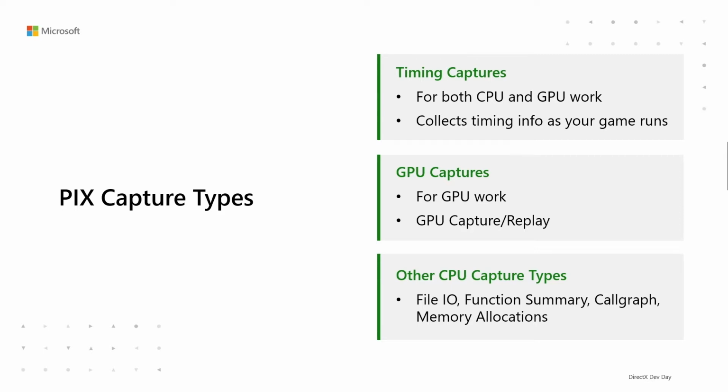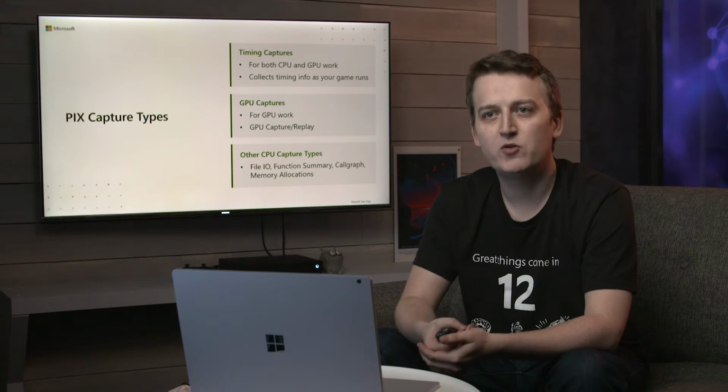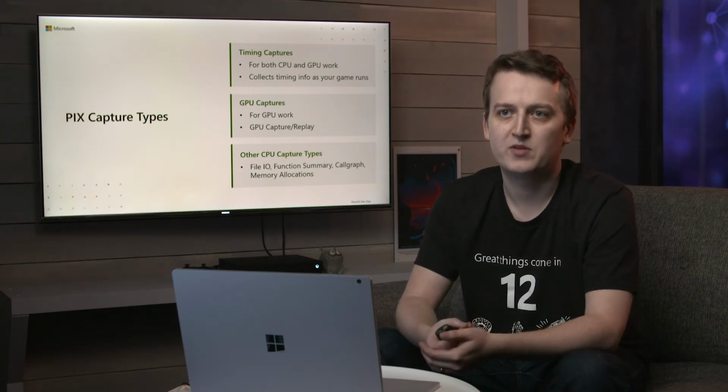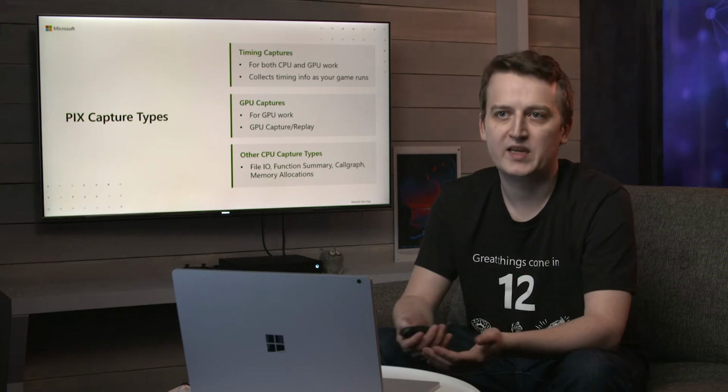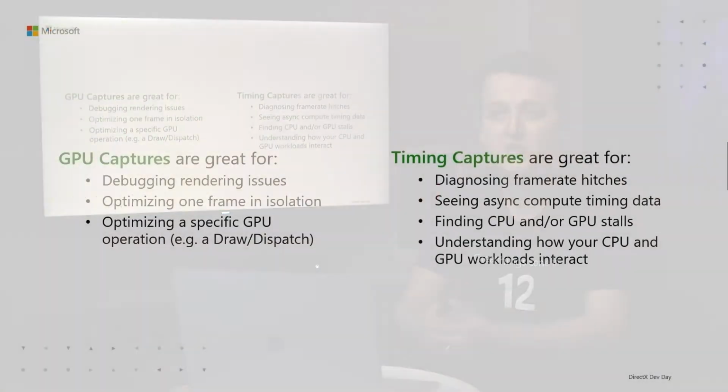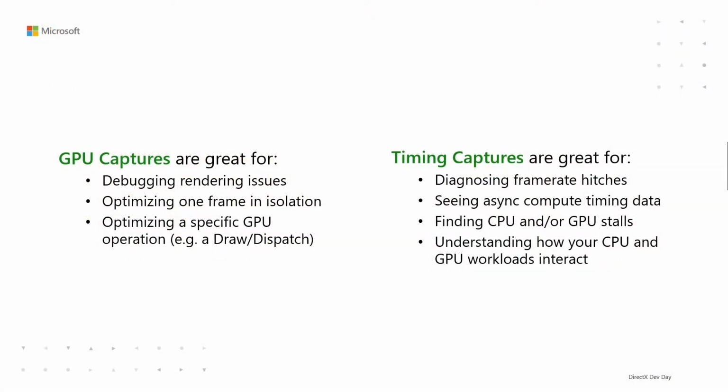PIX supports several other capture types too, such as memory allocations and file I/O captures. Those are useful to developers who are working in those feature areas, but they typically aren't so useful for DirectX developers, so I'm not going to talk more about those today. Instead, I'm going to focus on GPU captures and timing captures. Now that we know roughly how they work, let's talk about the kinds of problems that they can help you solve in your game or application, and how they can make it run even better on Windows 10.